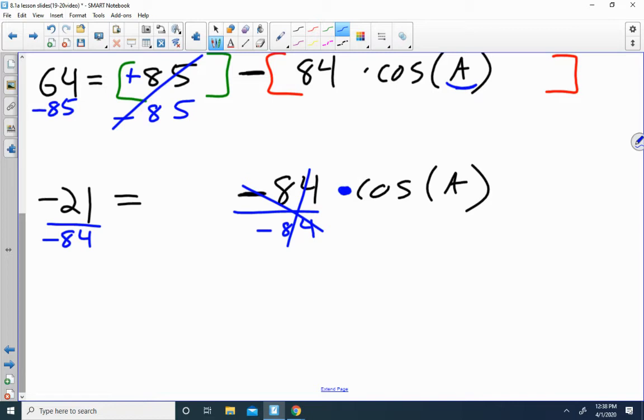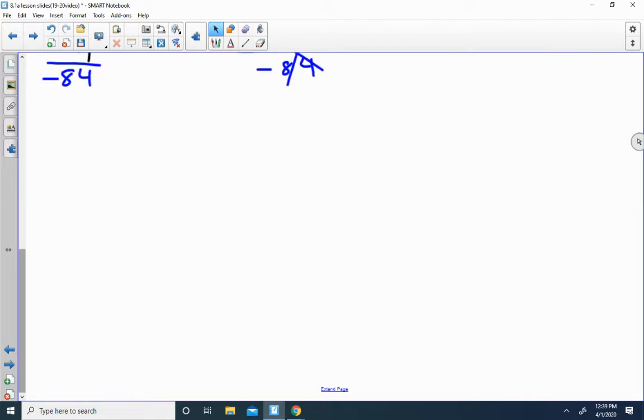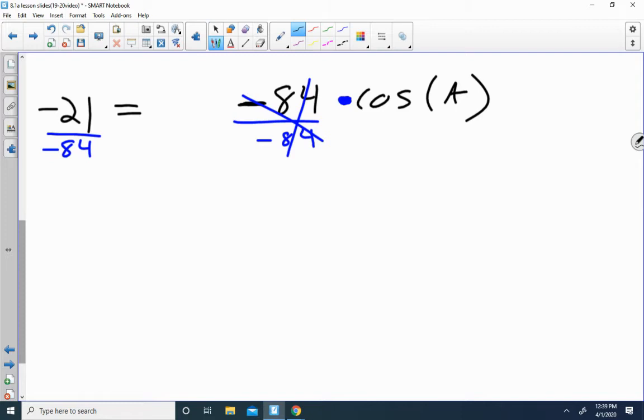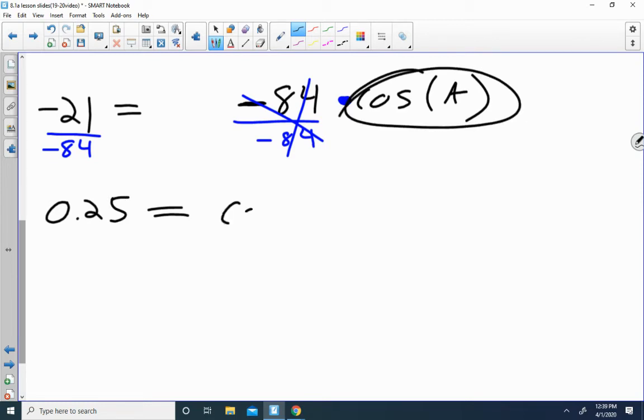That is the number one error kids make when solving this. Do not add. Divide, because that's the opposite of multiplication. If you remember that, this should be smooth sailing. All right, so on the left side, you'll do negative 21 divided by negative 84, which should get you 0.25. And then that's going to be equal to cosine of A. So cosine of A. All right, we are almost done.